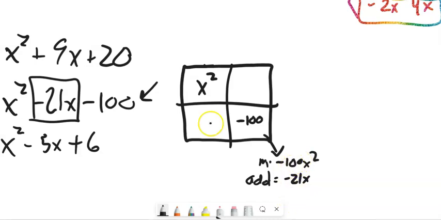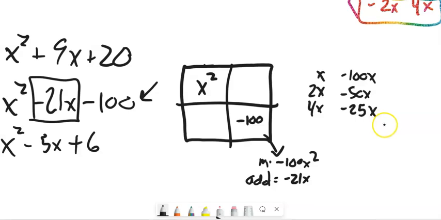So things that multiply to negative 100x squared, let's see, x and negative 100x, that doesn't add to negative 21. You might see it right away. I'm just going to be methodical about it. 2x and negative 50x. Nope. 3, no. 4x and negative 21x. 25, sorry. I think I anticipated the answer there. There it is right there. Those add to negative 21.